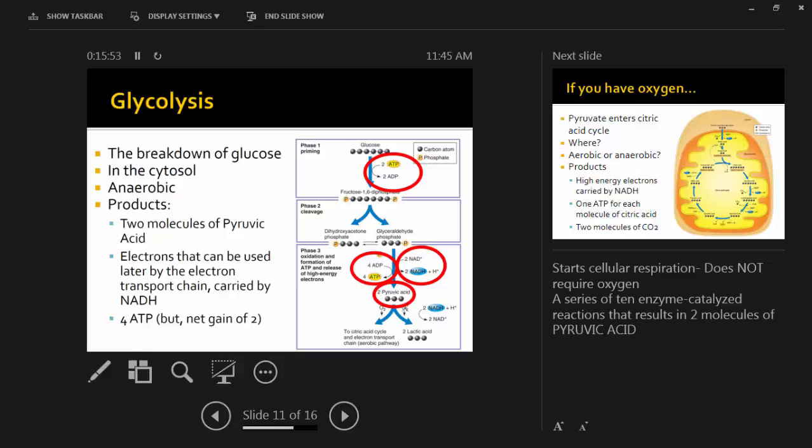So you use 2 ATP to get this process started. You produce 4, so you have a net gain of 2, in addition to your electrons and your 2 molecules of pyruvic acid. Now, with oxygen, we take this path down to the citric acid cycle. If you do not have oxygen available, then those molecules turn into lactic acid, and that's a whole different process that we're not going to cover. We're going to stick to the oxygen one, the aerobic reactions.